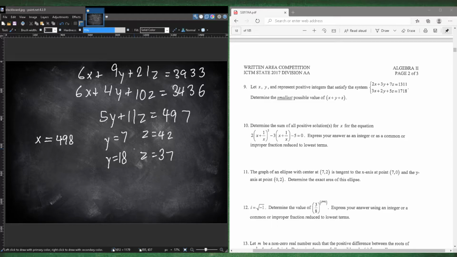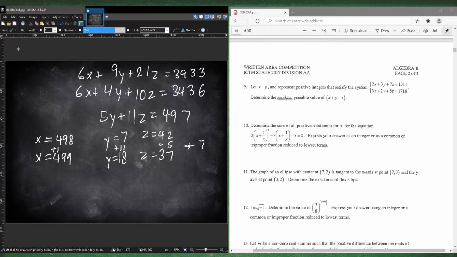So we plug it into our first equation again. 1311 minus 3 times 18 minus 7 times 37 divided by 2. We get x is equal to 499. So what just happened here? Well, we added 11, right? This one we subtracted 5, and from 498 to 499, we added 1. So overall, we added 1 plus 11 minus 5. So we actually added a 7, right? Because 12 minus 5 is plus 7.